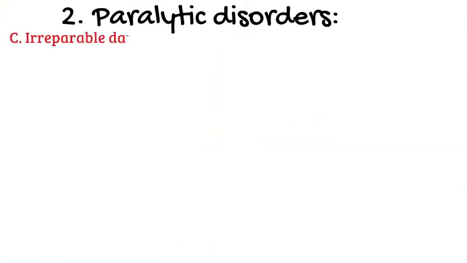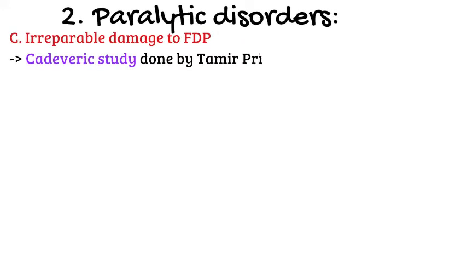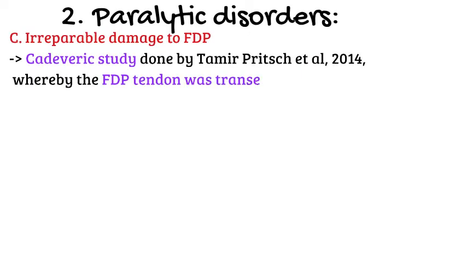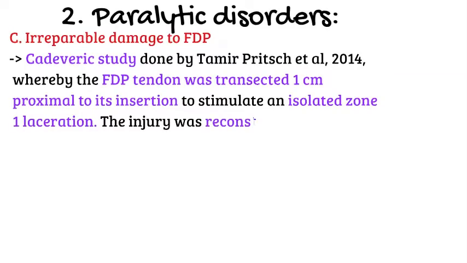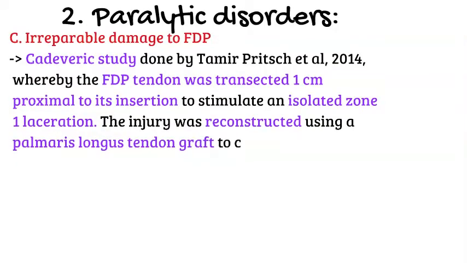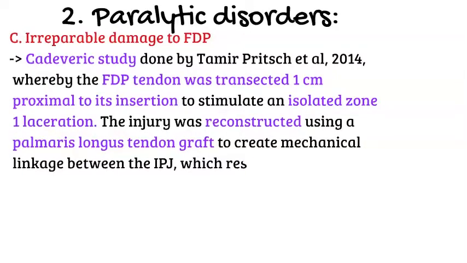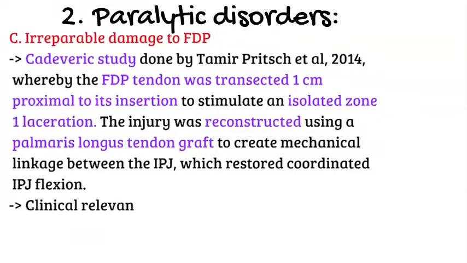C. Irreparable damage to the flexor digitorum profundus, FDP. There is a cadaveric study done by Tamil Prish et al. in 2014, whereby the flexor digitorum profundus tendon was transected 1 cm proximal to its insertion to simulate an isolated zone 1 laceration. The injury was reconstructed using a palmaris longus tendon graft to create a mechanical linkage between the interphalangeal joint, which restored coordinated interphalangeal joint flexion.